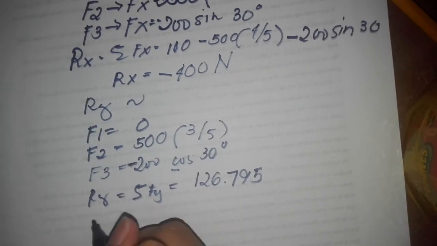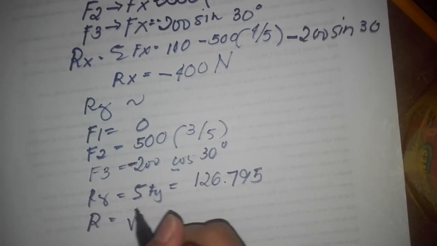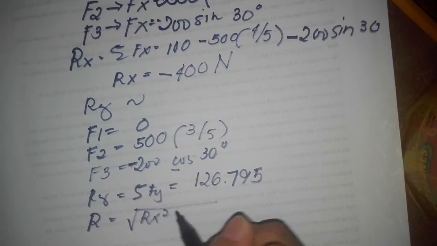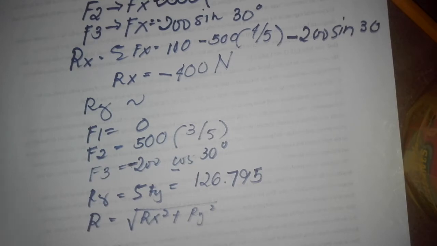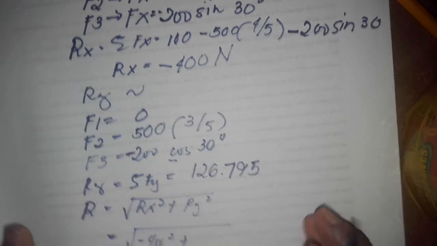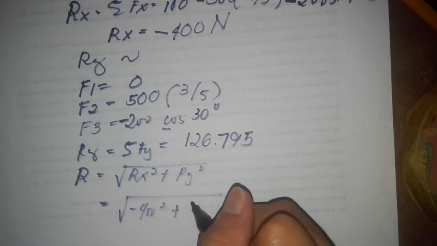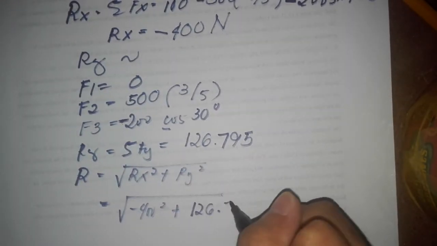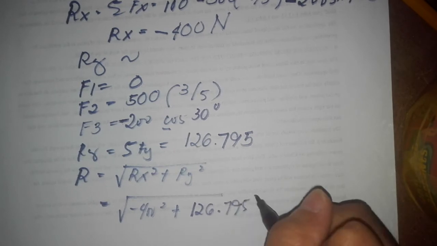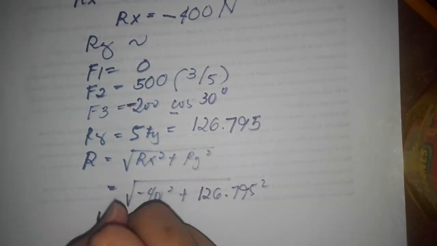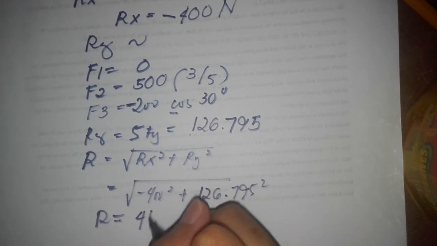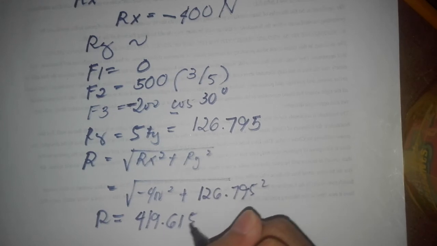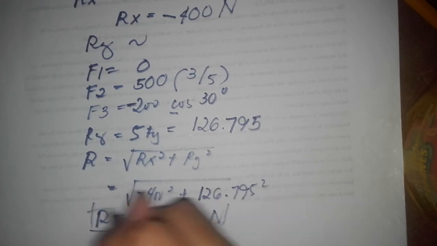Now, to compute for the magnitude R, you could say that R is equal to the square root of Rx squared plus Ry squared, which is the square root of negative 400 squared plus 126.2795 squared. Therefore, our magnitude of resultant R is equal to 419.615 Newton. Therefore, this is the final answer.